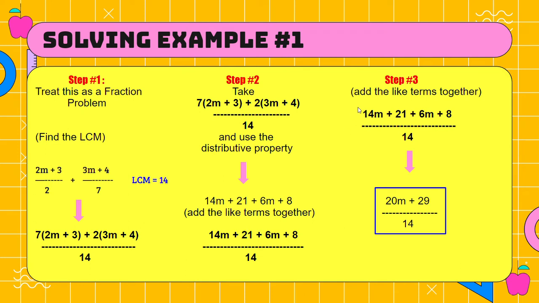The third step is you add the like terms together. So what that means is you take the like terms. You have two m terms here, you add those, and you have two numbers without any variables. So you add the m's together, which will be 20m, and 21 plus 8 will be 29. So that's what I mean by the like terms. The denominator stays the same. You don't do anything to it. And you get your answer, which is (20m plus 29) over 14.